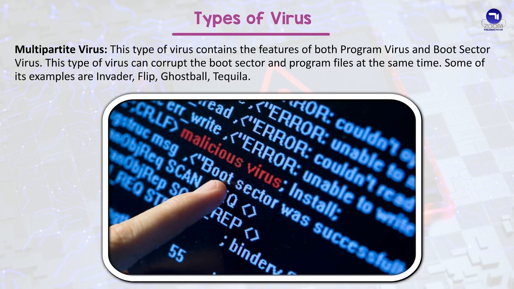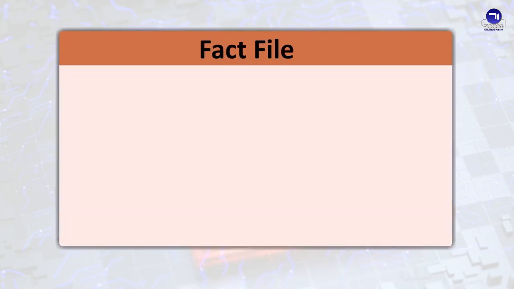Multipartite virus. This type of virus contains the features of both program virus and boot sector virus. This type of virus can corrupt the boot sector and program files at the same time. Some of its examples are Invader, Flip, Ghost Ball, Tequila.